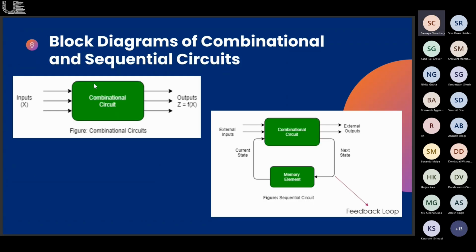As you can see, this is the combinational circuit. In this, we don't involve any of the previous outputs. Here we give some inputs and we obtain some outputs. But in this case, we give some inputs and we involve some previous outputs as well using some memory element. You will get to know about the memory element within a few minutes. And this path is called the feedback loop.